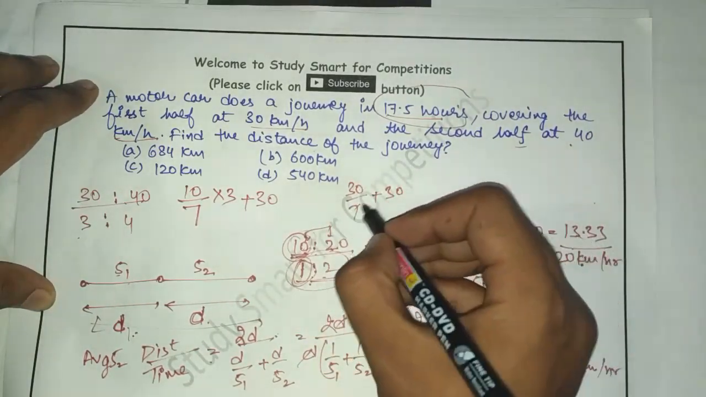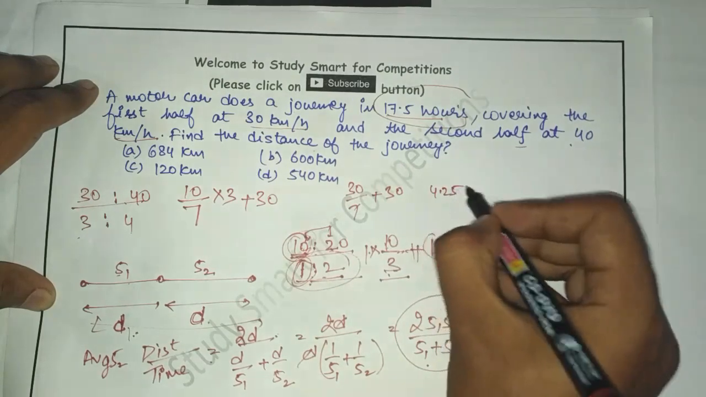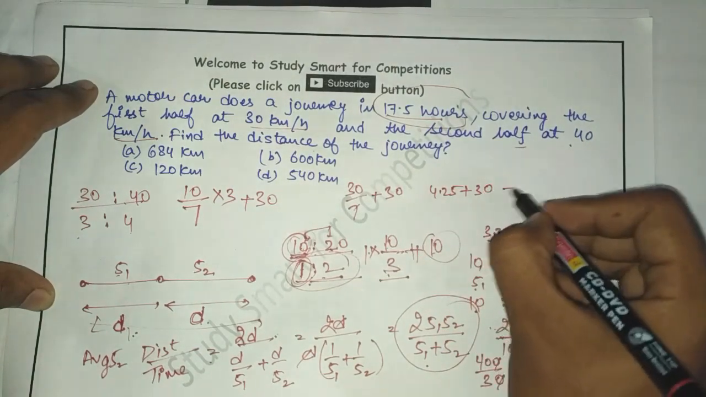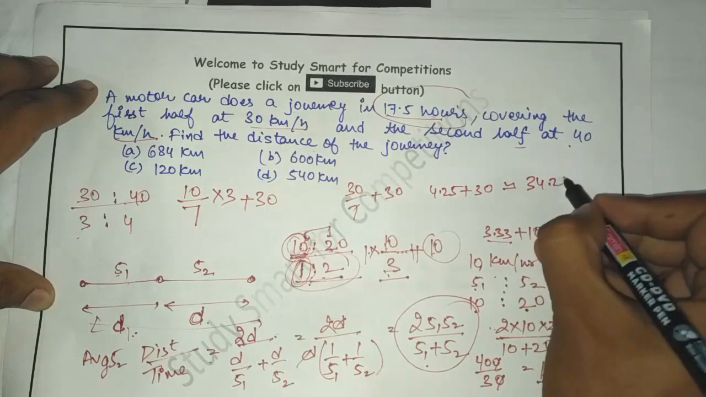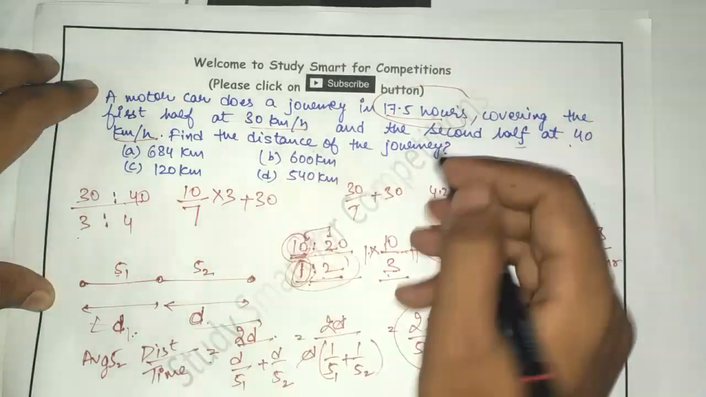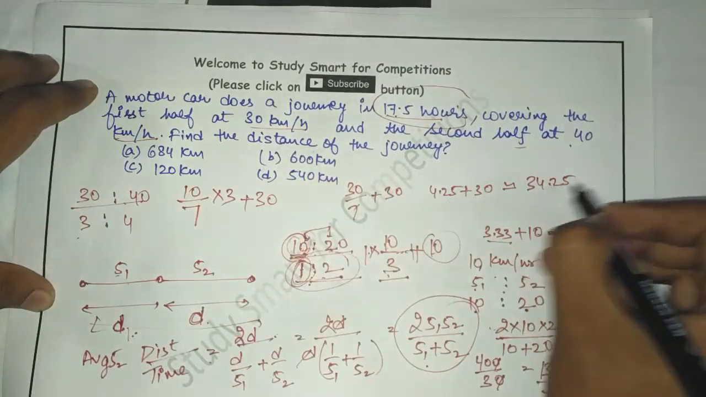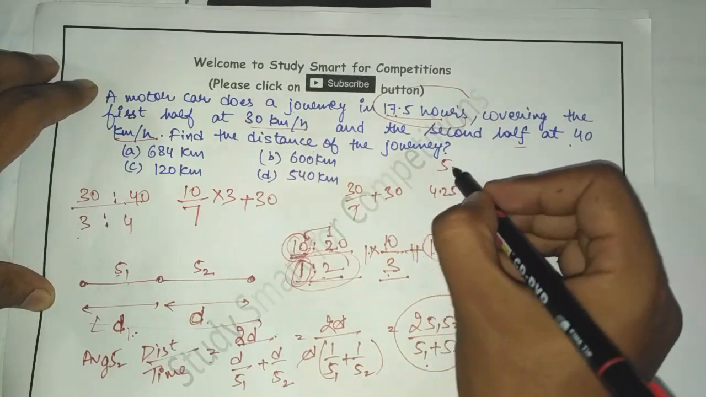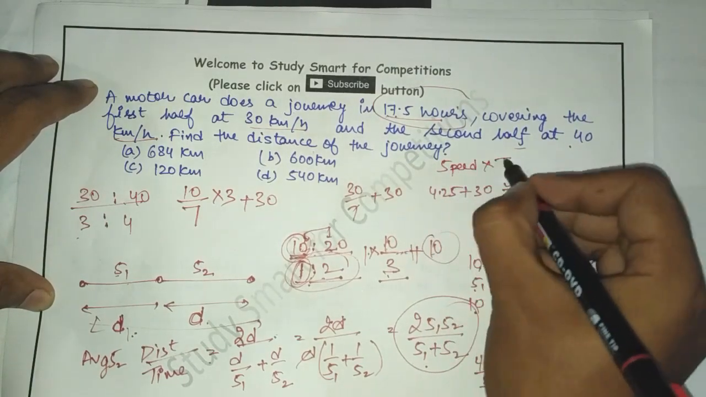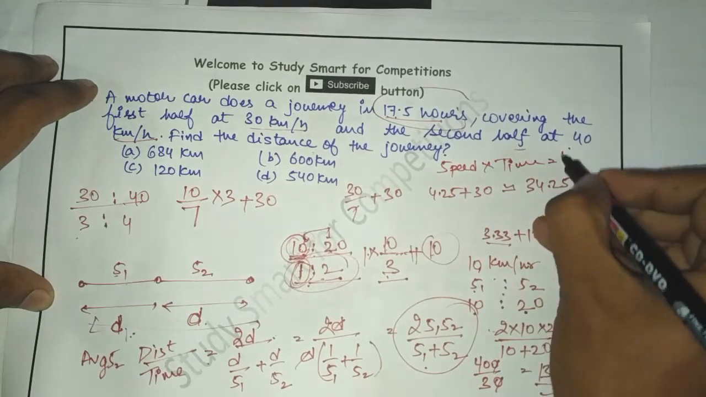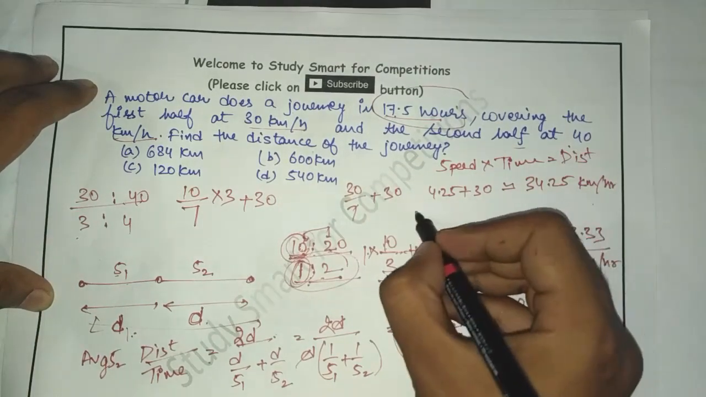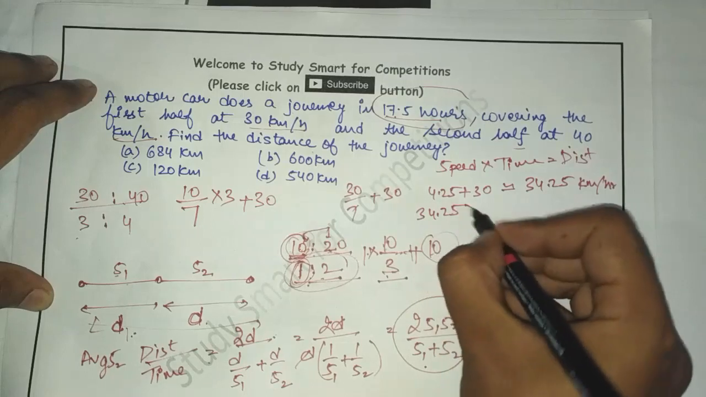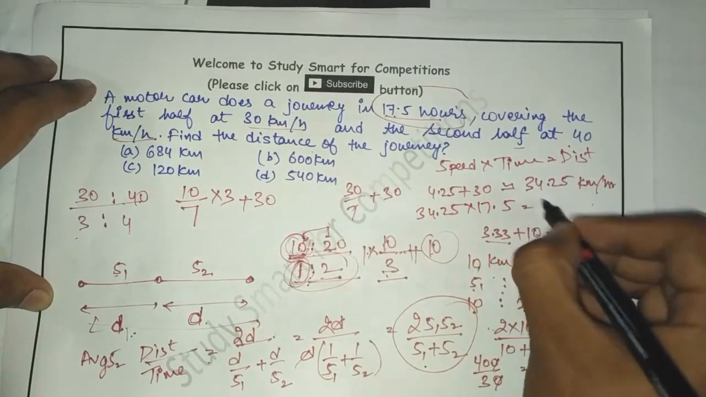So 7 for the 28, 4.25, plus 30, approximately 34.25. Now if you have to find the distance, you have total time, so you have speed in kilometers per hour, so speed into time, you know that it comes out to be your distance. Now 34.25 multiplied by 17.5 equals the distance.